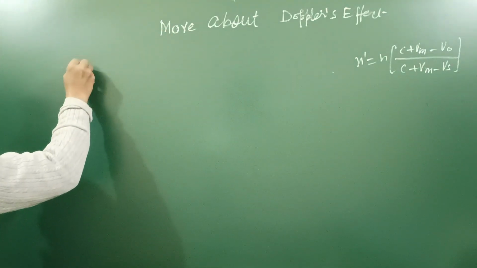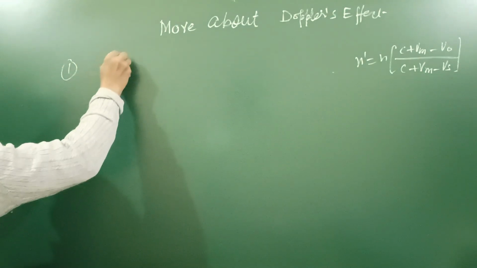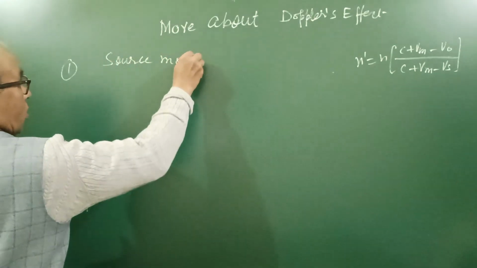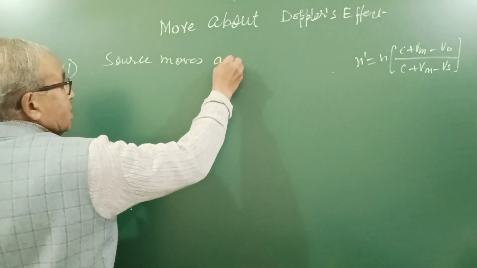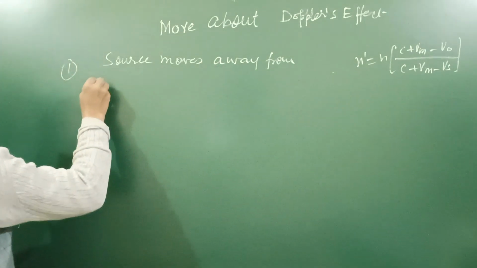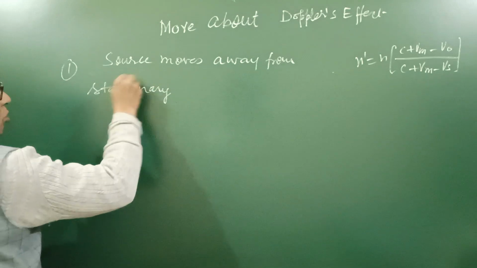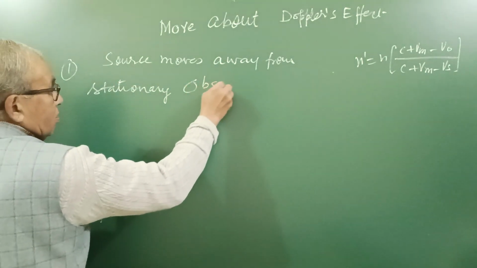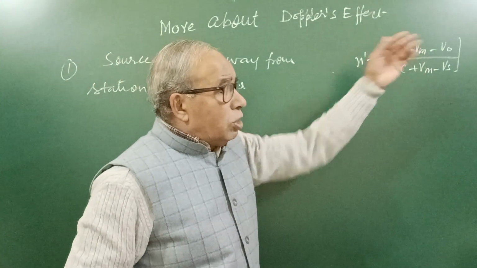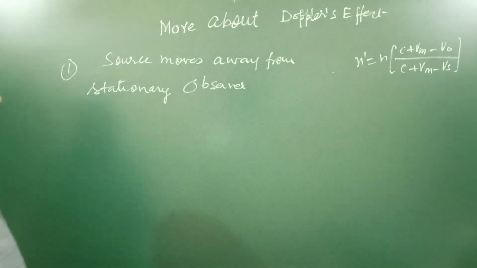Case 1: suppose the source moves away from a stationary observer. Then you don't need to put it here only. Okay? We know this thing. No, I will be telling you here how to obtain it.